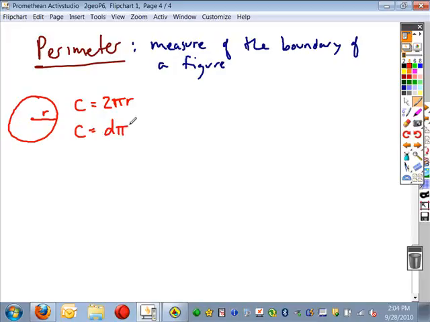If you were to isolate this equation for pi, pi is equal to what? C over d. That is what pi is. Pi is a symbol that represents the circumference of a circle divided by the diameter of that same circle. And it's the same for every circle that you can draw. Okay, so here are your perimeter formulas for a circle.